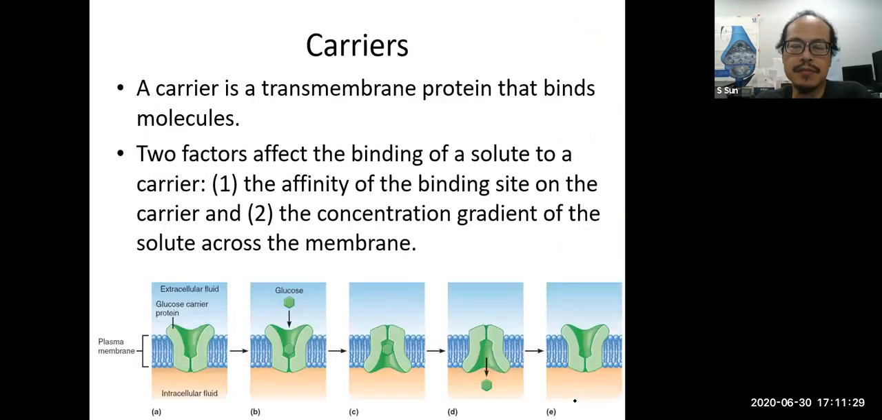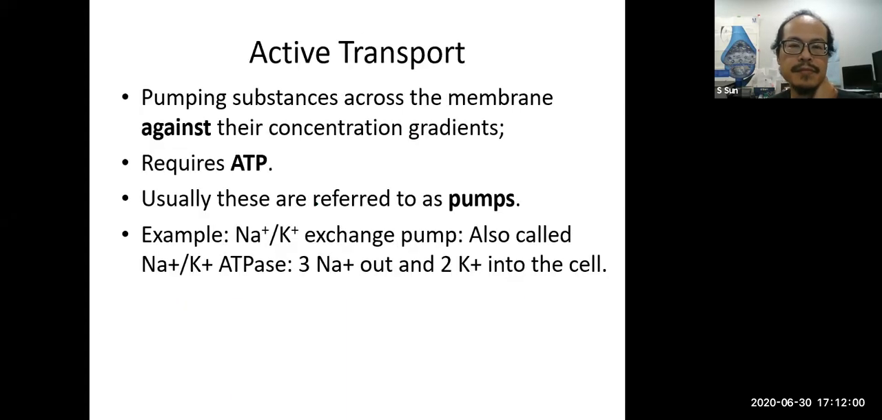So that's the channel. And this is a carrier. A very typical carrier is for glucose. So glucose binds on it and it moves it across. Glucose cannot transport across the plasma membrane, so it has to go through something. And usually it doesn't go through a channel, but it can go through a carrier. Sometimes we call this one a transporter. So that's the facilitated diffusion.